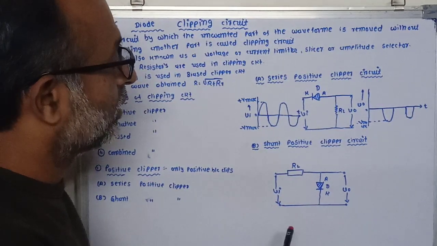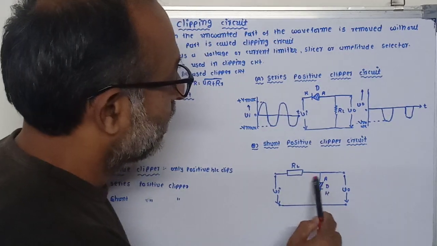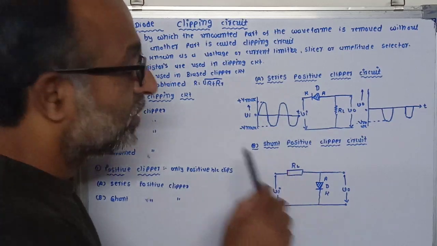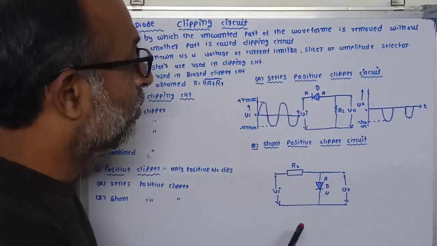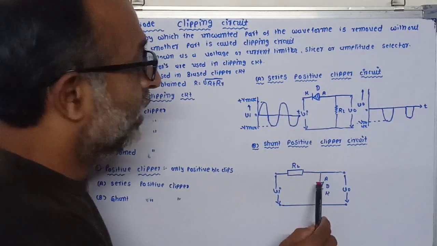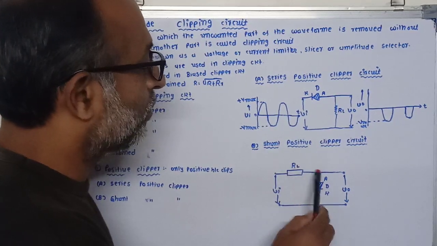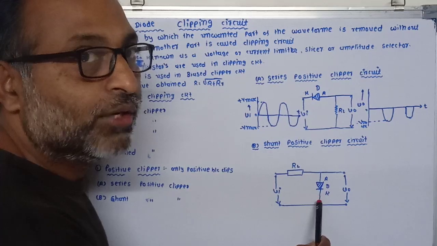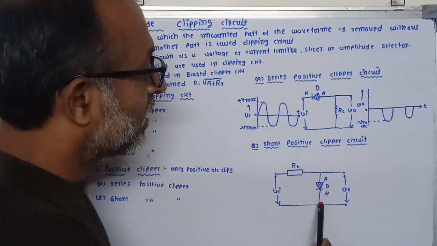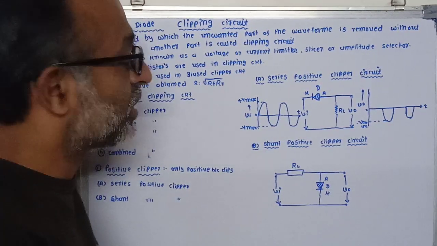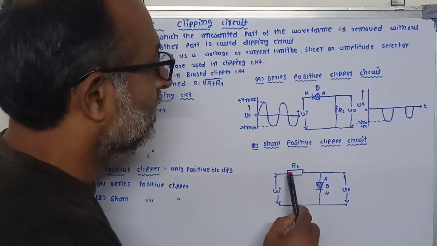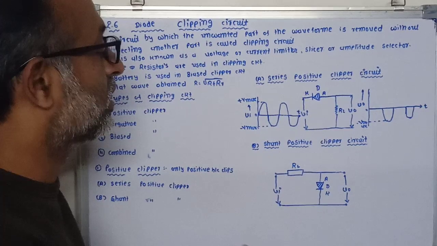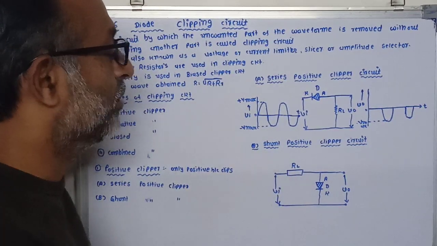Now, as shown in this figure, the diode is connected in parallel with the input signal. And you should take care about the polarity of this diode. The anode is connected to the positive terminal of this input, and the negative terminal is connected to the cathode of this diode. It is most important, and the load resistance RL is connected in series. So this is the circuit of the shunt positive clipper circuit.